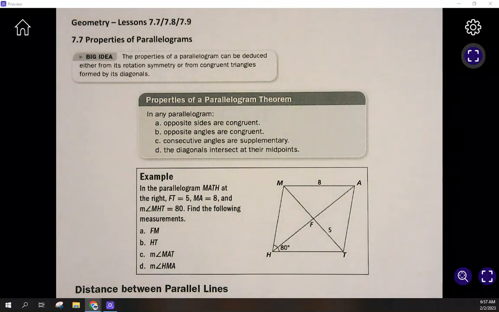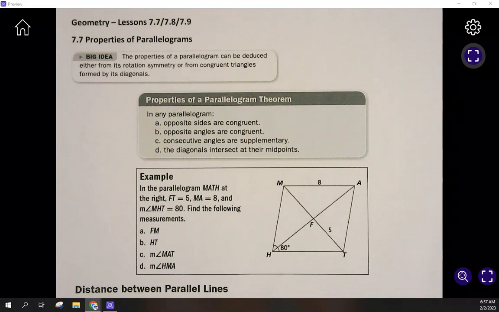This is geometry lessons 7.7, 7.8, and 7.9. We're going to combine them all into one here. So we're going to be talking about some properties of parallelograms, some theorems that relate to those properties where we can prove something is a parallelogram. And then finally in 7.9, we're going to look at the diagonals of different quadrilaterals and how those can also help us prove that something is a certain type of quadrilateral, like a kite, a parallelogram, isosceles trapezoid, etc.